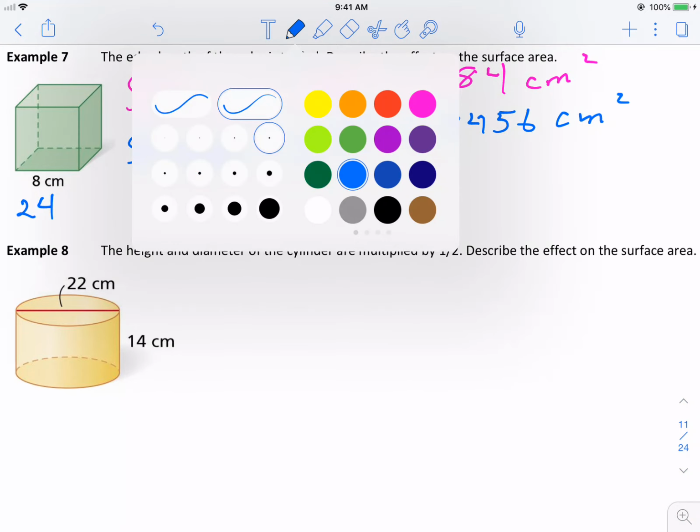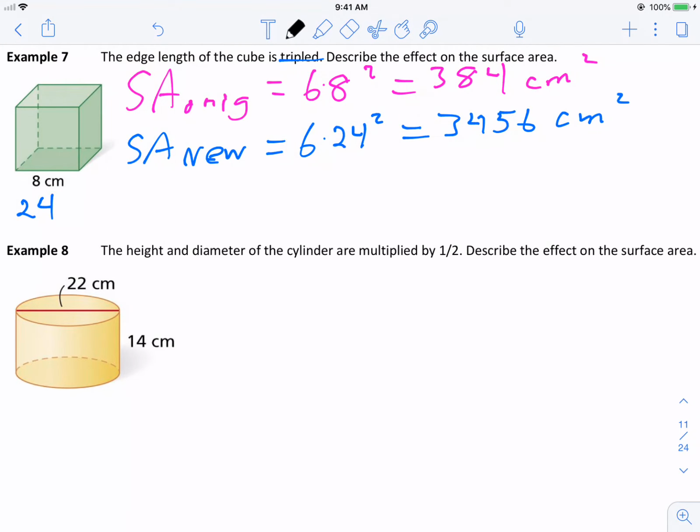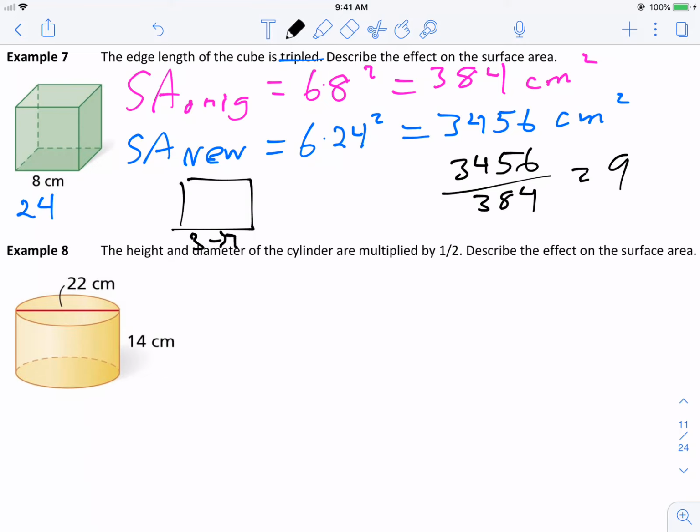Let's divide this out to see by what factor this has changed. So 3,456 divided by the original surface area of 384, we get 9. So that surface area has changed by a factor of 9. Well, this makes sense because each edge has been tripled. So if we're looking at a single square surface, what had been 3 is now tripled to 9. This was 3, tripled to 9. So 3 by 3 becomes 9 by 9.